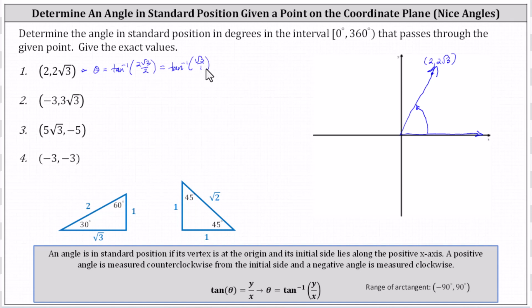Having a tangent function value of √3 divided by 1 should remind us of a 30-60-90 reference triangle shown here below, where notice the tangent of 60 degrees, which equals the ratio of the opposite side to the adjacent side, is equal to √3 divided by 1. And because 60 degrees is in the first quadrant, we know the angle passing through the point (2, 2√3) in standard position is 60 degrees.